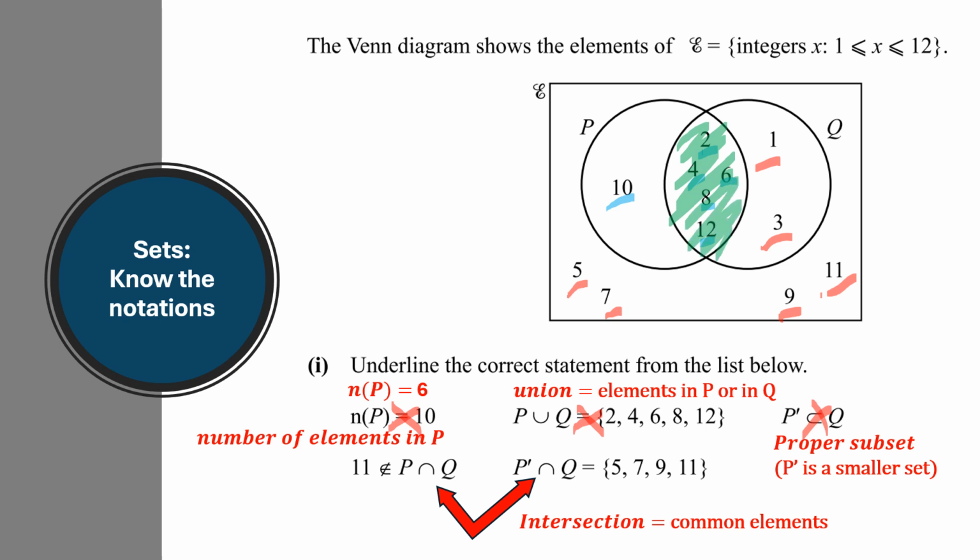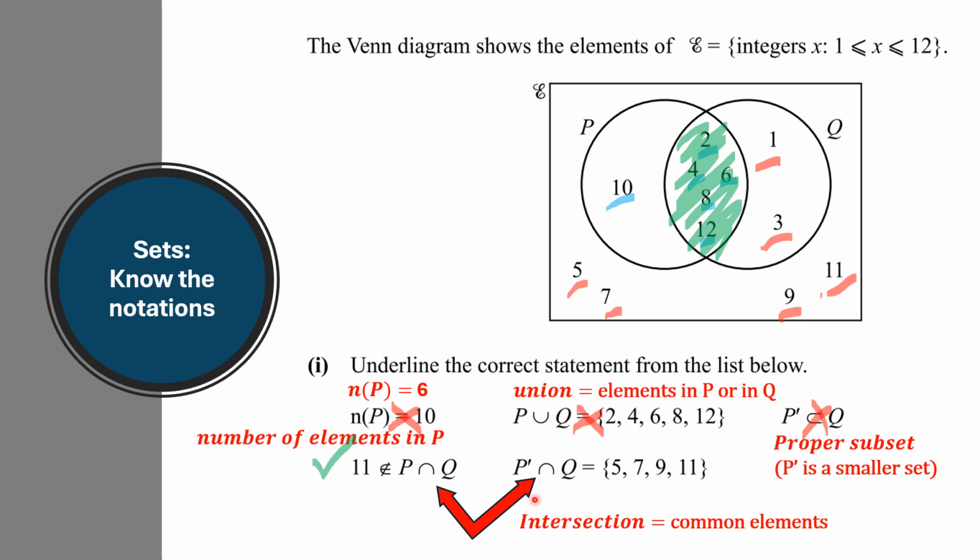So let's take a look. Is 11 one of these elements? I see that 11 is not in here. It is actually outside of the set. So therefore, I know that this one is true. Okay, so let's look at the next one.